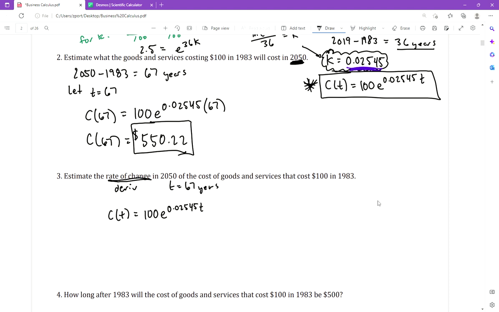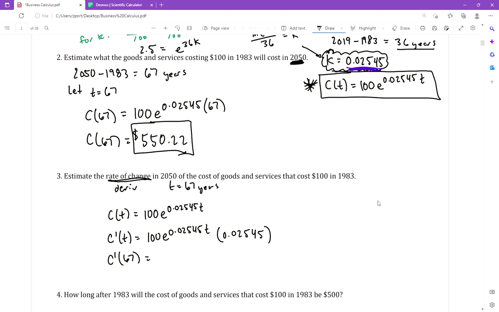And then now we're going to do a derivative, so c prime of t equals, okay, so remember the derivative of an exponential is itself, so it's 100 e to the 0.02545 t, but then times the derivative of the power, which would be just 0.02545. Okay, and then now we can do our c prime of 67.